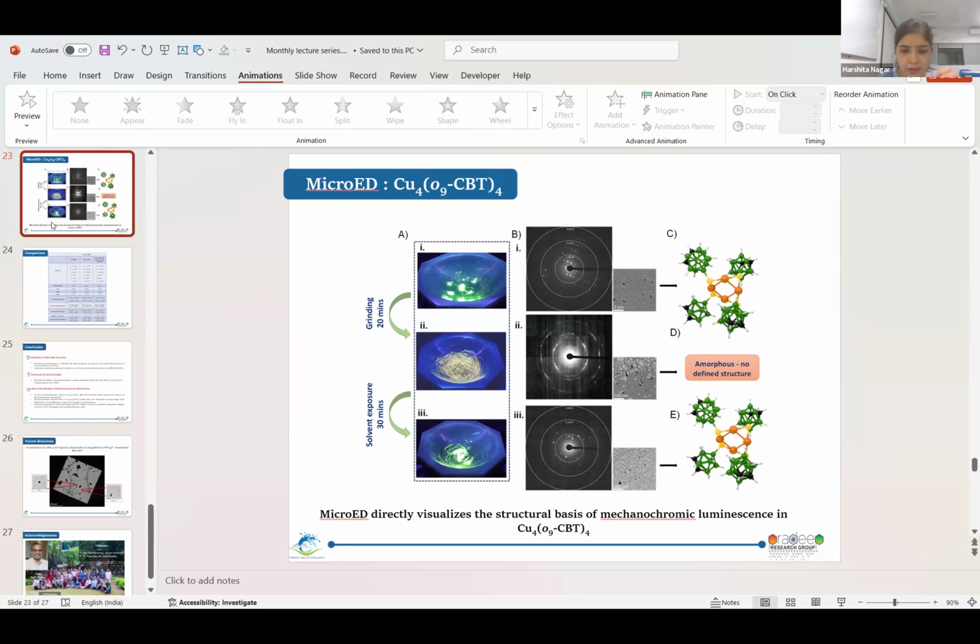Maybe she is saying that this solvent vapor helps to reorganize them so that it comes back to the same emission. Yeah, that's the same explanation you were giving before. Long range order is lost due to mechanochromism, the mechanical grinding, and you are converting the short range order to long range order by just adding vapors. That is not possible, right?